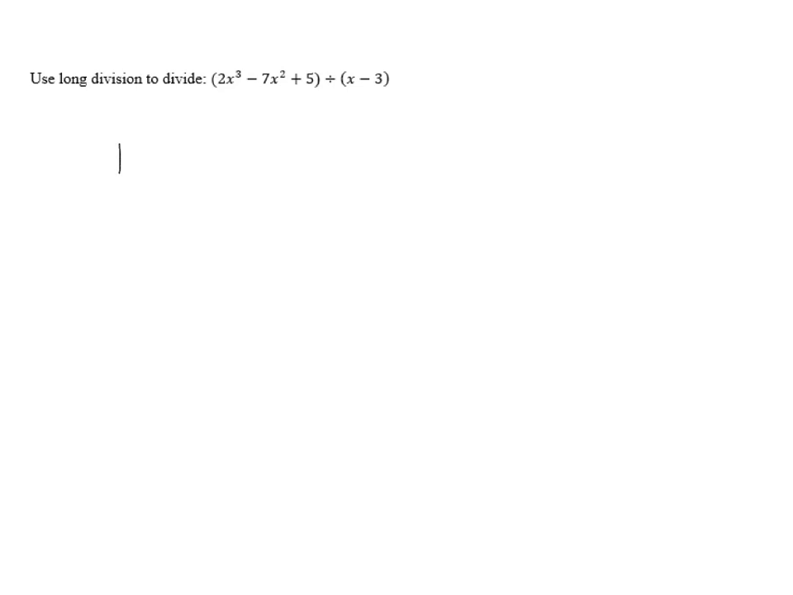When we're doing long division with polynomials, we need to put the first one inside the division symbol. So we start with 2x cubed and then minus 7x squared. And I want to point out there's no x term here. We jump from a second degree term with an x squared to a 0 degree term with no x, and we're missing a first degree term. To take care of this, we're going to put plus 0x here, and then plus 5.